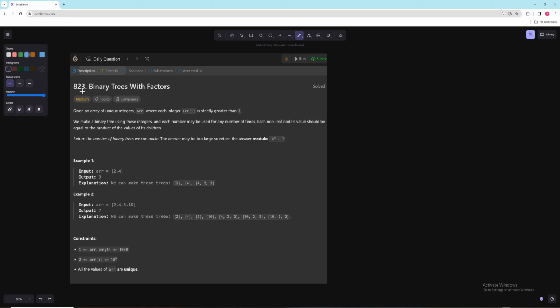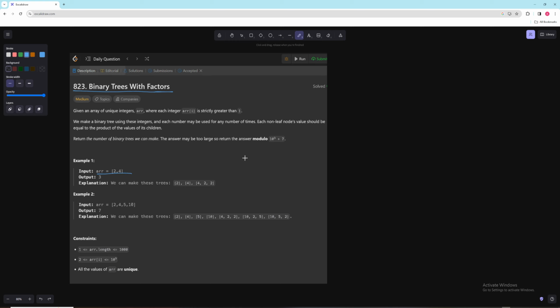In this video we're going to be doing Binary Trees With Factors. In this problem you're given an array of unique integers, where each integer is strictly greater than 1, and you need to make a binary tree using these integers, where each number may be used any number of times. Each non-leaf node's value should be equal to the product of the values of its children. Return the number of binary trees we can make. The answer may be too large, so let's just return it modulo 10^9 + 7.